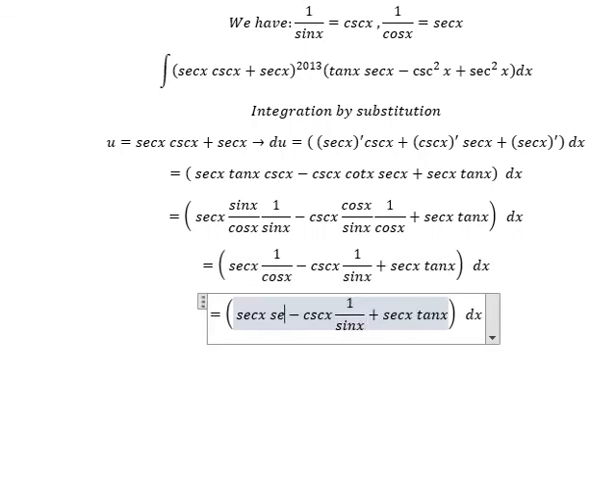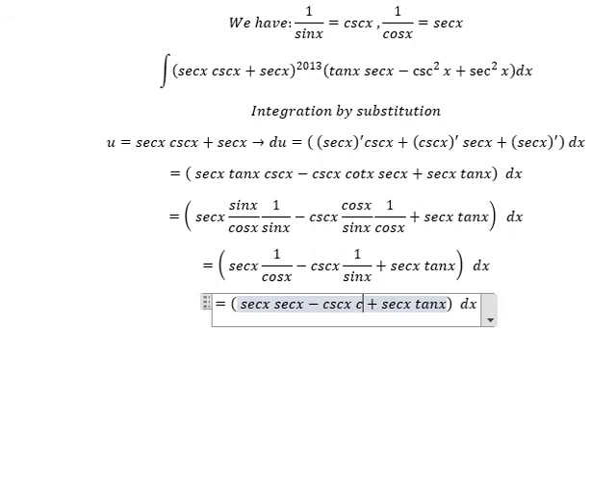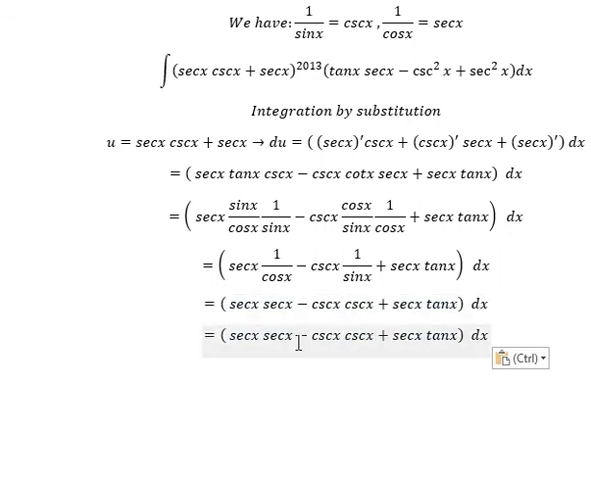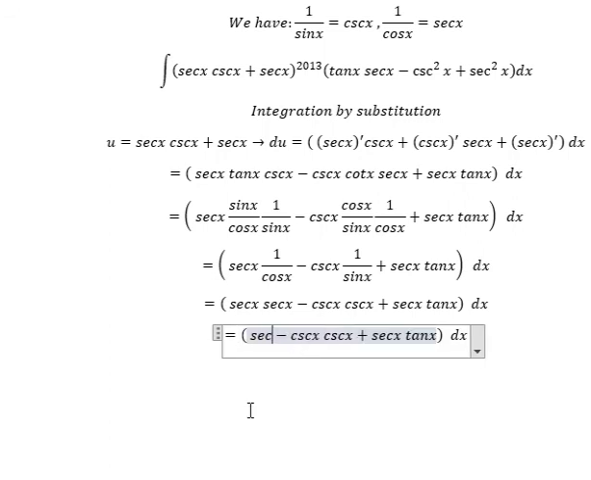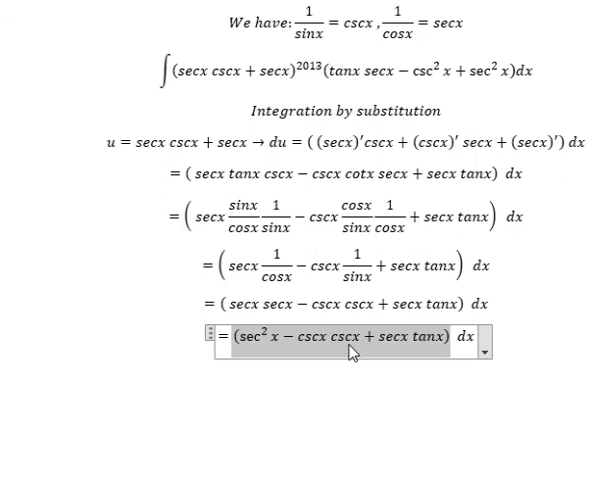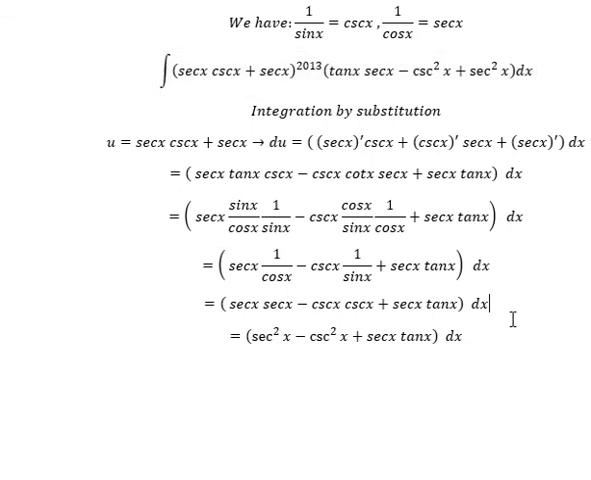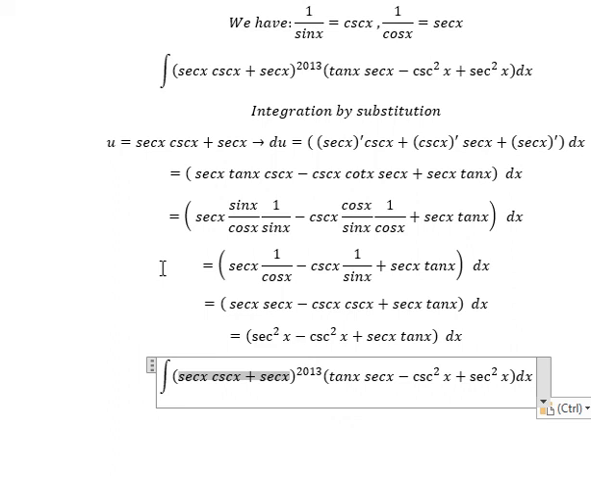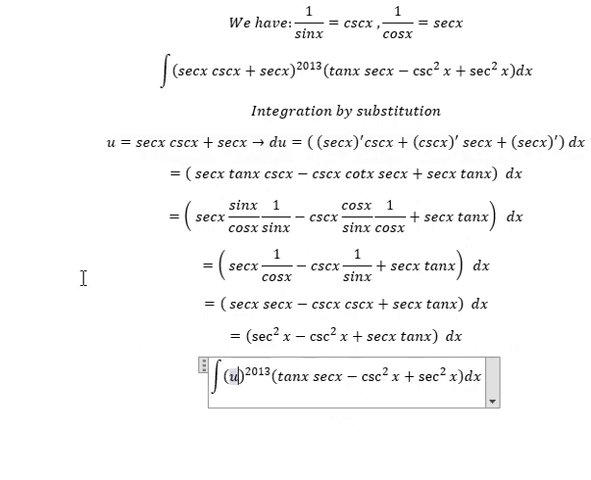This one is about secant of x cosecant of x. This one we have secant of x squared. This one we have cosecant of x squared. So we see that this one we change by u, and this one we change by du.